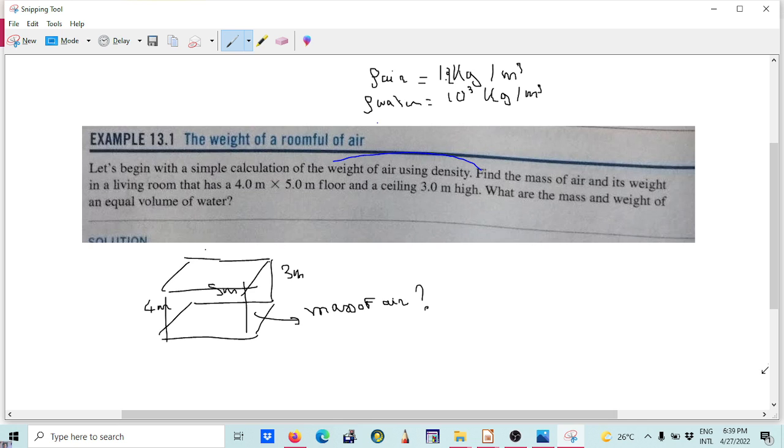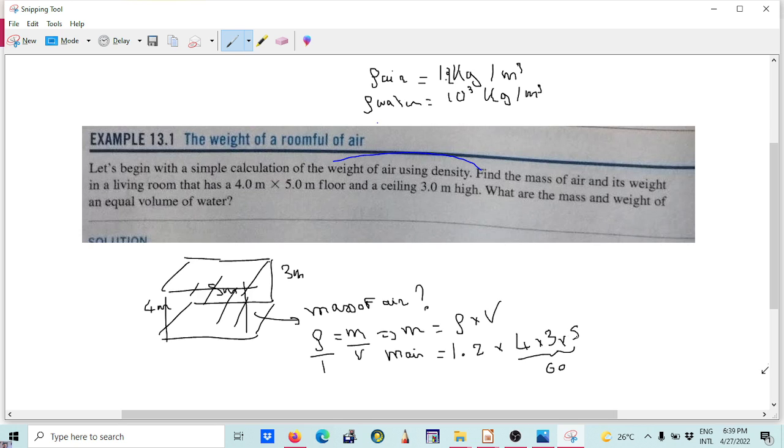So that will be the mass of air. We have density equals mass divided by volume, so from here mass equals density times volume. For air, the mass is going to be the density of air, which is 1.2, times the volume, which is 4 times 3 times 5, which is 60. So you get about 72 kilograms.